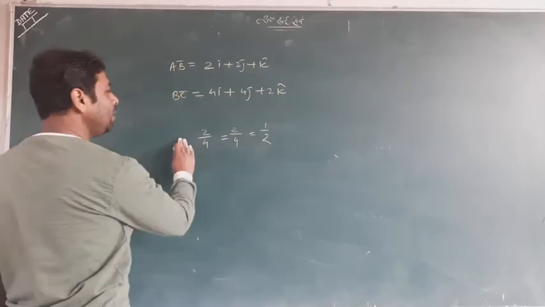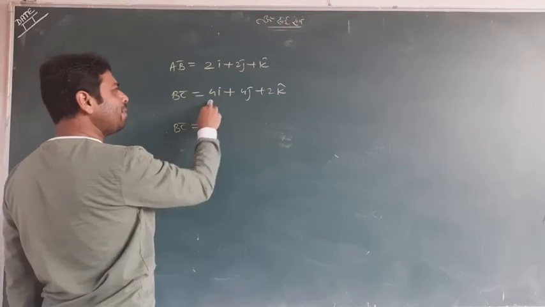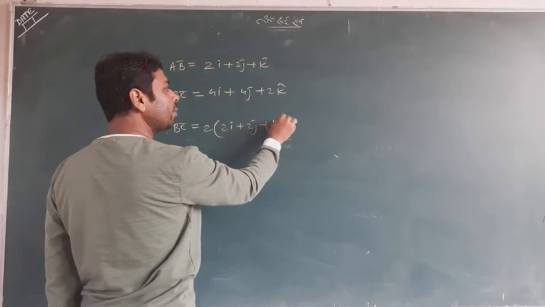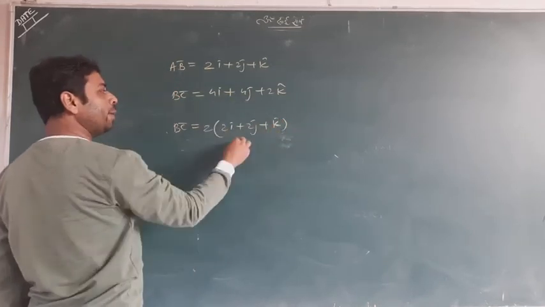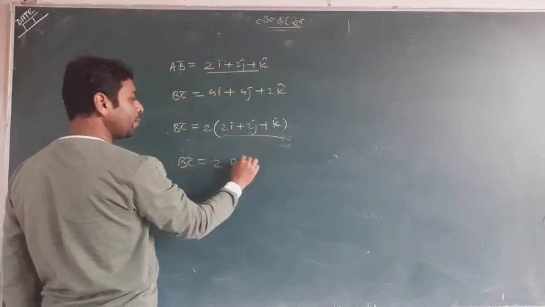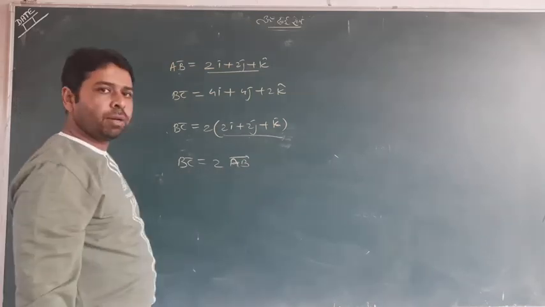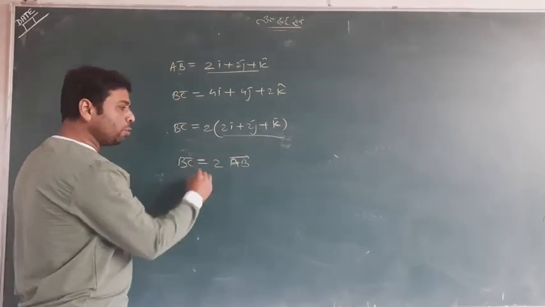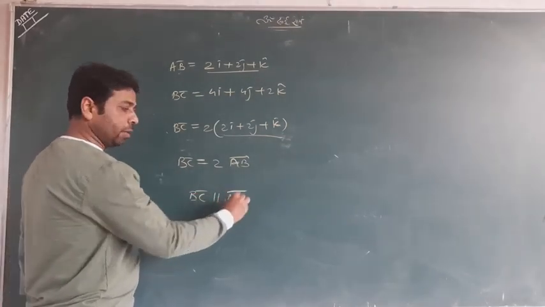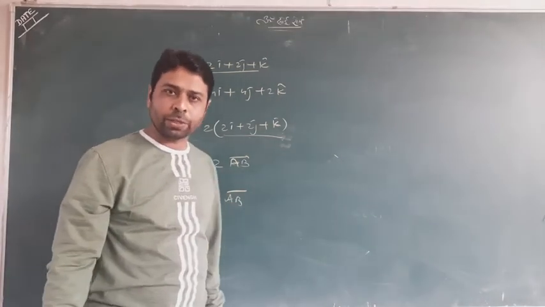That is the first thing. Second thing, can you see BC? In BC, take out 2 common: 2i, 2j and k. When you take 2 common, this will look the same as AB. So you can write BC equal to 2AB. It means BC is 2 times AB. But when there is an equal sign between them, it means these two are parallel. Again, I will show that they are parallel. B is a common point, so they are collinear, definitely.